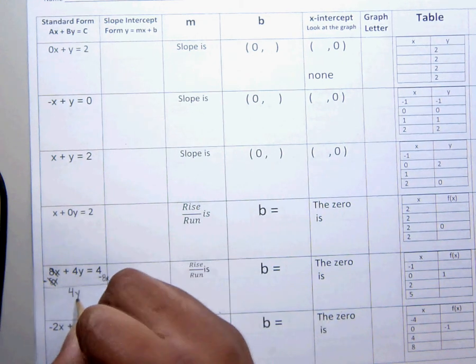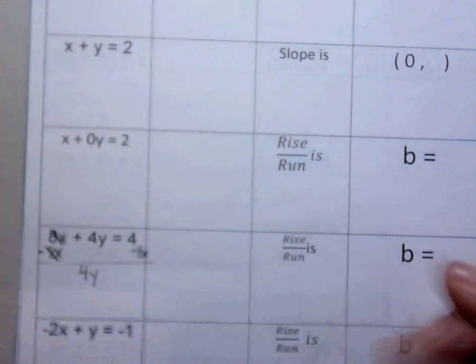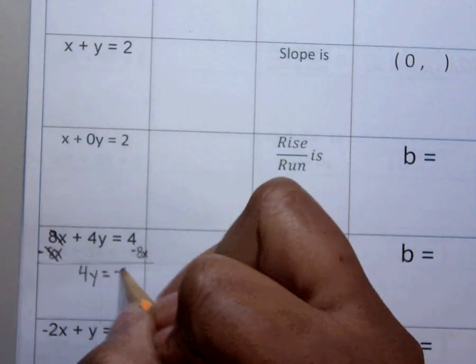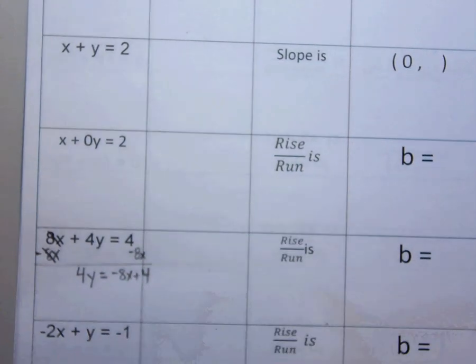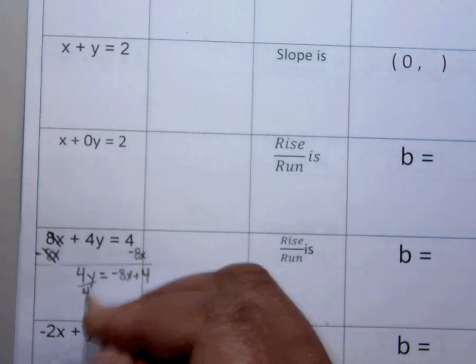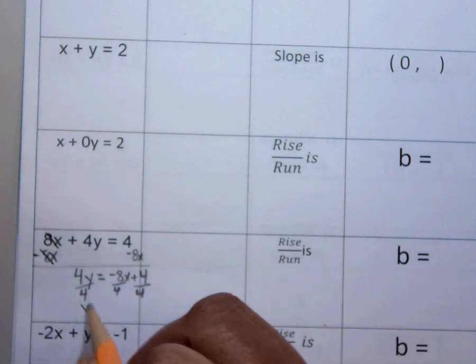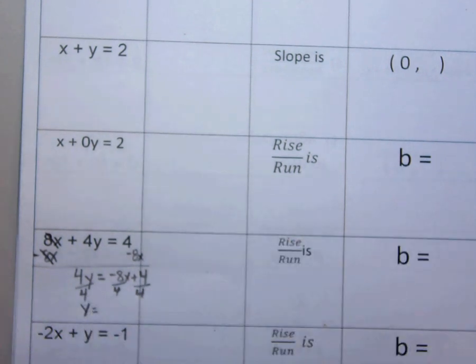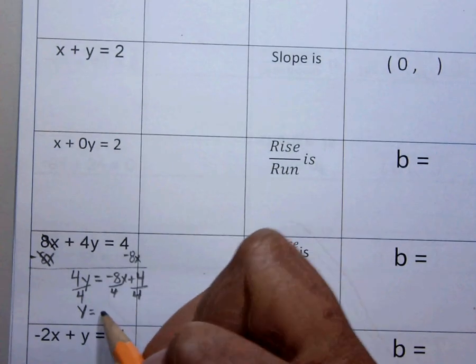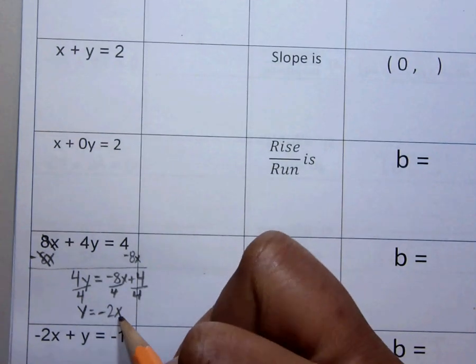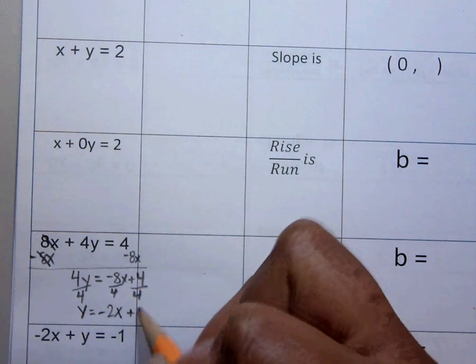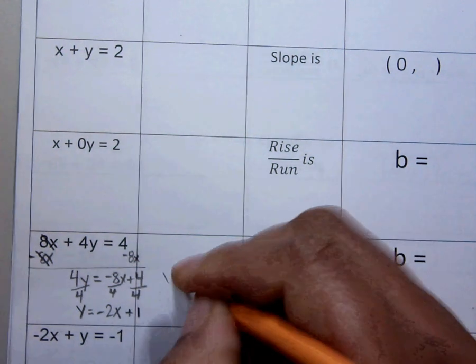I bring down 4y. Let me zoom in a little bit because I am writing fairly small. And then that gives me negative 8x plus 4. And then I divide by 4. And that gives me y equals, now the reducing part is the part that you have to be careful about. But that gives me negative 8 divided by 4, which is negative 2. Bring down my x. 4 divided by 4 is 1, so plus 1. So that is what goes in this box.